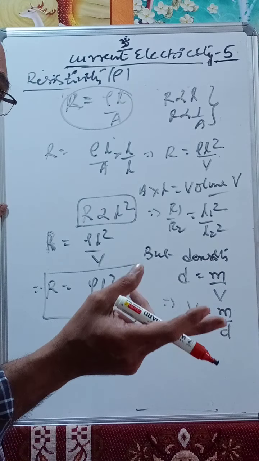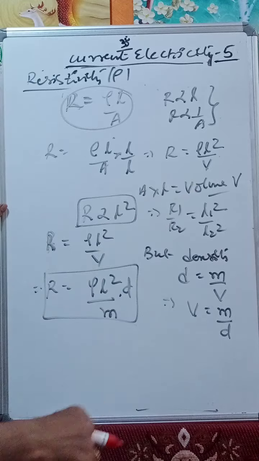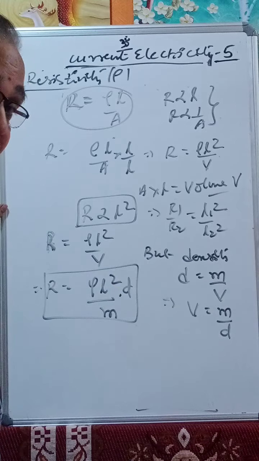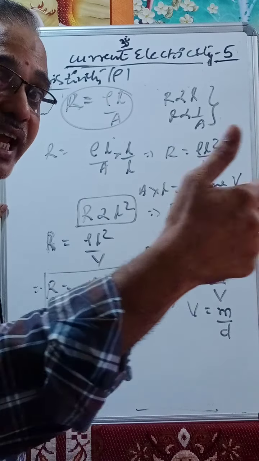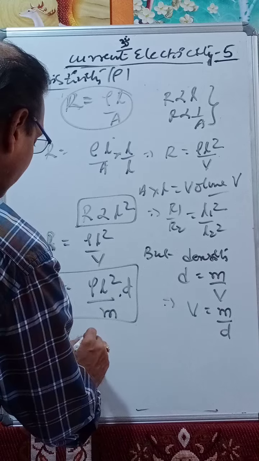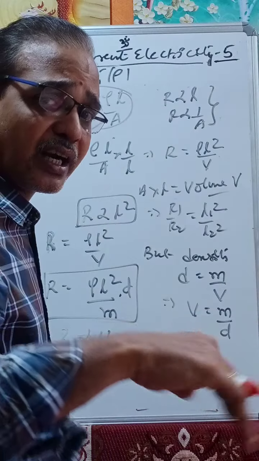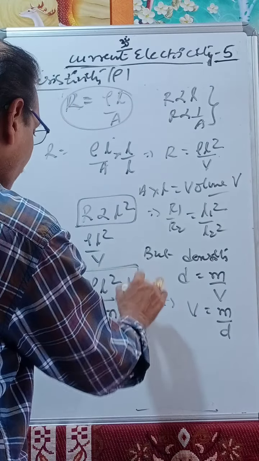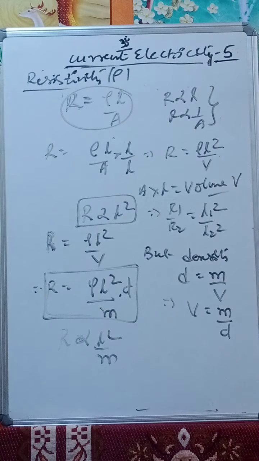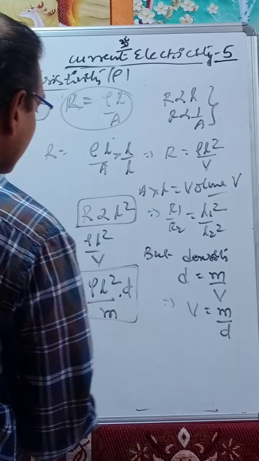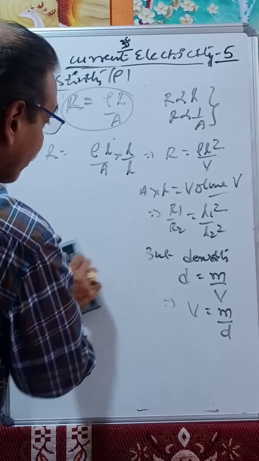If two materials have the same density but different masses and different lengths, then what happens? R is proportional to L square by M. We can use R proportional to L square by M depending on the conditions given in the problem. You can use this formula, R is equal to rho L square D by M. This is one format.